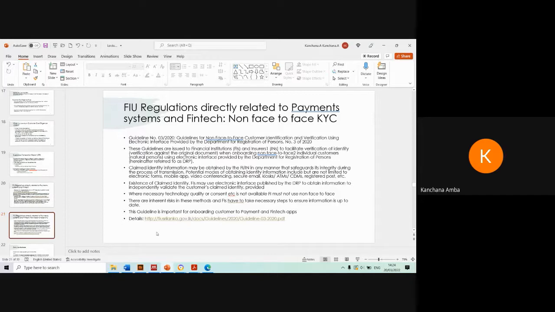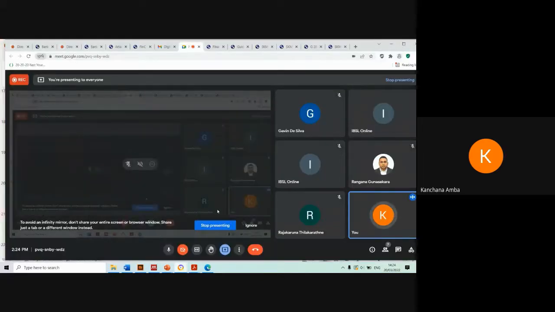Do you all use the online verification system at your banks? When a new customer comes to verify the ID, do you check the online system? No? No one? That's very interesting, because most banks use this even for physical customers, because you can check in real time if the ID is available. Rangana, do you all not use the system?